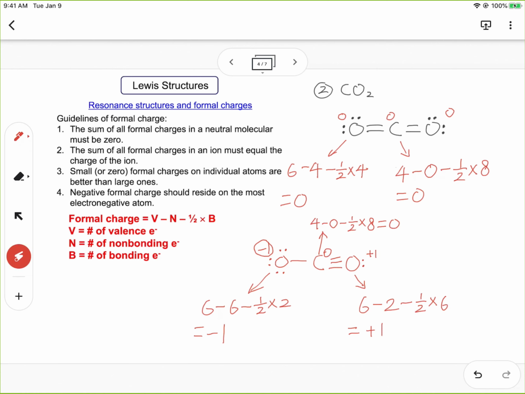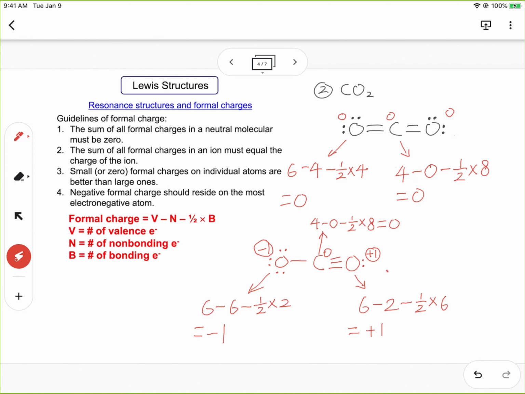All right, so now let's take a look at these two valid resonance structures. Rule number 1 can still be applied: 0, 0, 0, total still 0. This is a neutral molecule. For this structure, -1, 0, plus 1, so the sum is still 0. So again, neutral molecule. Now this is rule number 1.